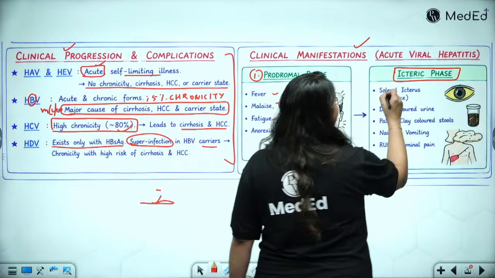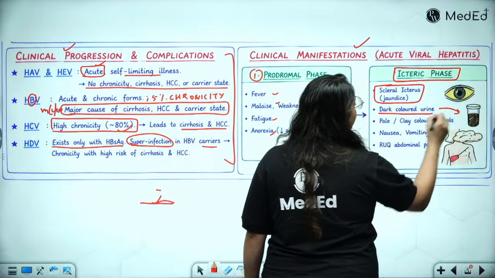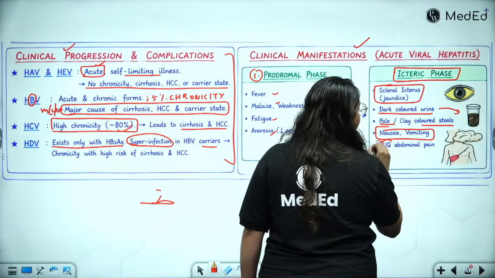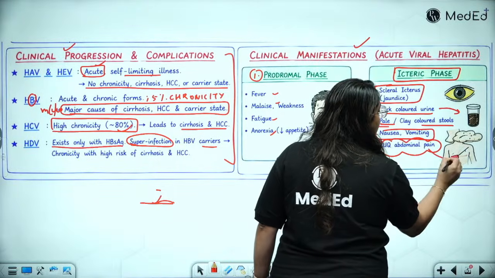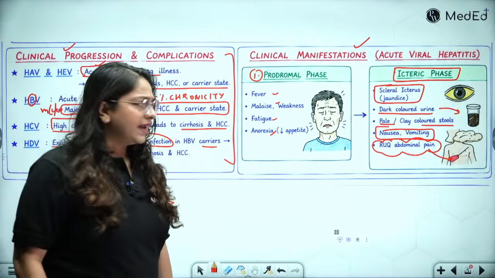So you have scleral icterus, that is jaundice. Of course, there is going to be dark colored urine, pale colored stools, nausea, vomiting, and right upper quadrant abdominal pain. Because of the liver involvement, you're going to have the right upper quadrant abdominal pain.